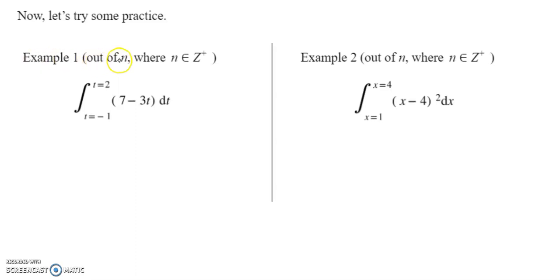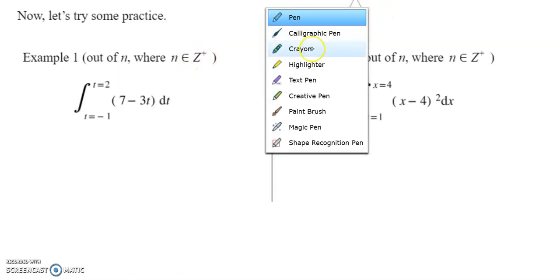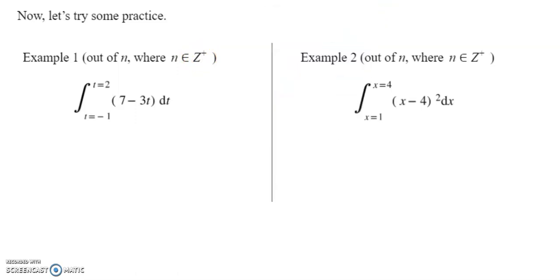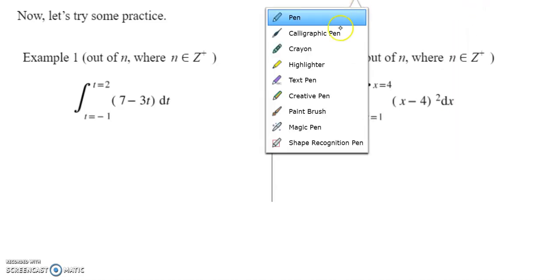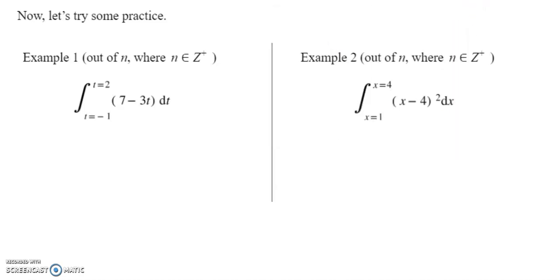So example 1 out of n, where n is an element of the positive integers. So we don't know how many we have, but we are somewhere in the positive integers. Let me change to my fancy pen. So I am integrating from t equals -1 to t equals 2, 7 minus 3t dt. So I'm finding the area under the curve between -1 and 2 of this line 7 minus 3t.